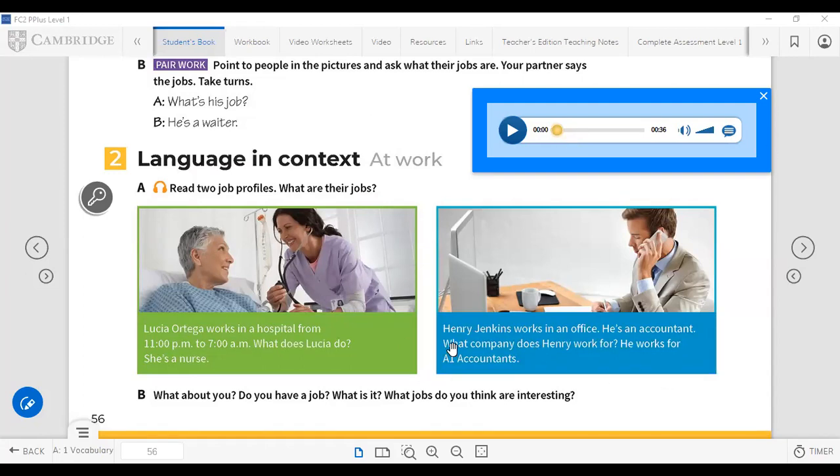Look at the text. Henry Jenkins works in an office. He's an accountant. What company does Henry work for? He works for A1 Accountants. He is an accountant. So that is the answer, accountant. Like the previous one where it says she is a nurse. You see? Don't forget to write it, please.